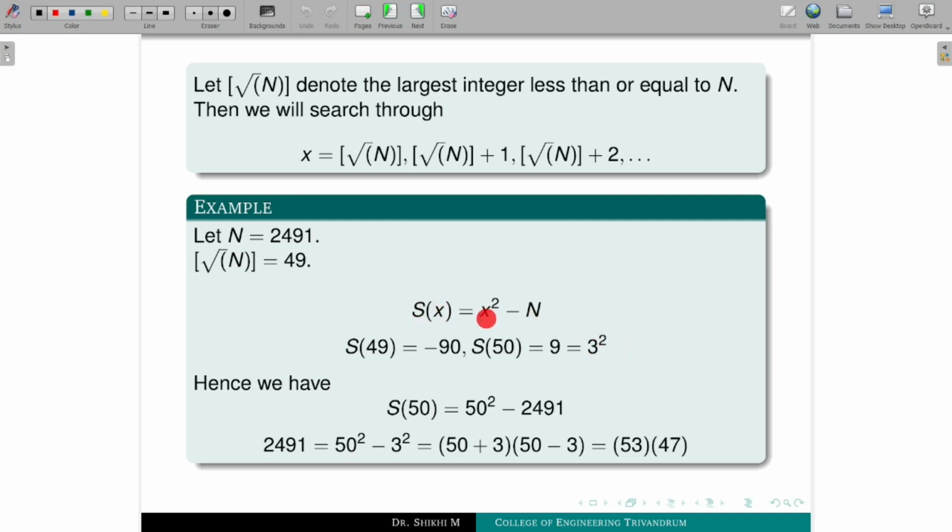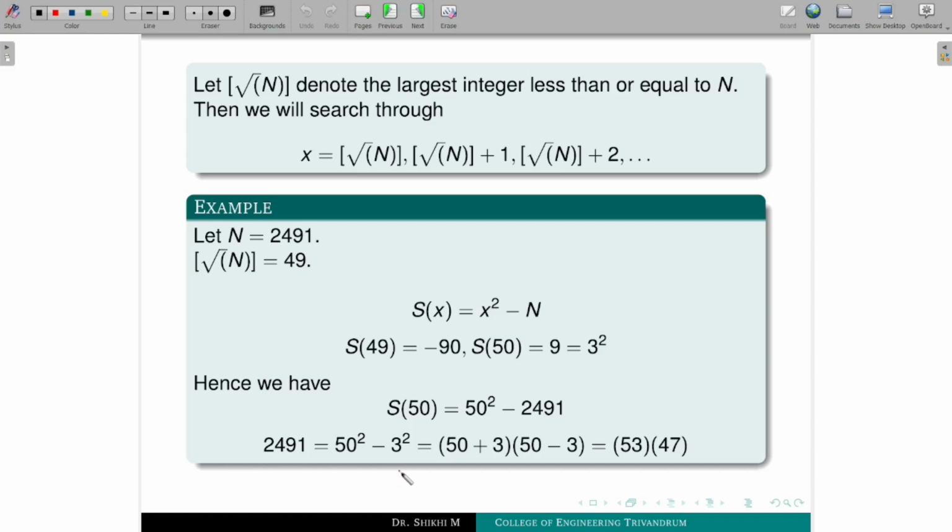So with x equal to 50, 2491 can be written as 50 square minus 3 square, since s of 50 is 3 square. So this can be factorized as 50 plus 3 into 50 minus 3. So we have 53 into 47. That is, the factors of 2491 are 53 and 47. So this is the method used in Fermat's algorithm to factorize a given number.